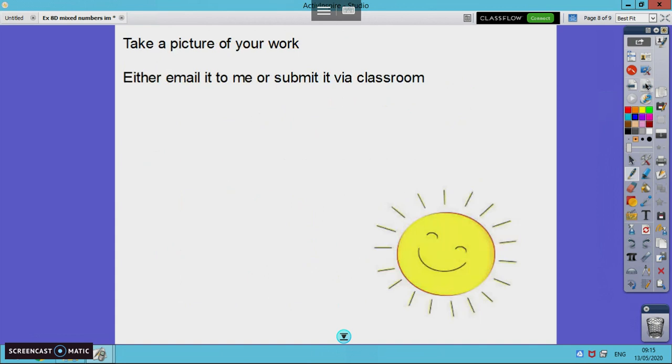Remember to take a picture of your work and either email it to me or submit it via the Google Classroom. I have got answers to these questions on the PDF that is attached to your lesson. So once you've finished the questions, you can go on the PDF, scroll down to the end, and you can find the answers there for you to mark your work.